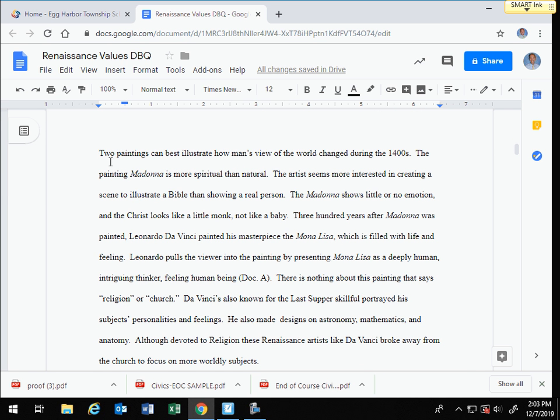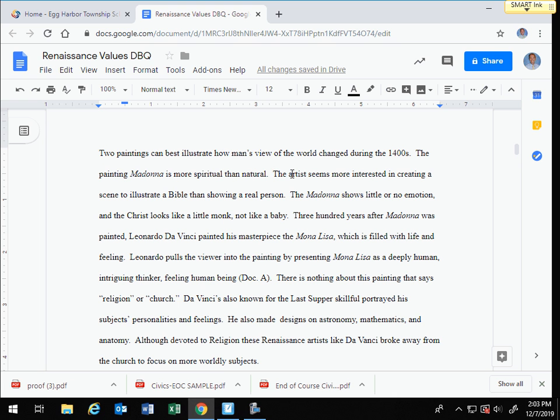And here we go. 2 paintings can best illustrate how man's view of the world changed during the 1400s. Great. The painting Madonna is more spiritual than natural. Okay, so one thing that this author did, number 1, they shortened the title, which you are permitted to do. If you don't want to say Madonna Enthroned Between 2 Angels, you can just refer to it as Madonna. But notice how, again, it's Times New Roman 12, but they've italicized the title. So anytime you refer to a title, for example, Everyman, Hamlet, Mona Lisa, any type where there's a book, you will italicize it. When you're handwriting an essay, you will underline it.